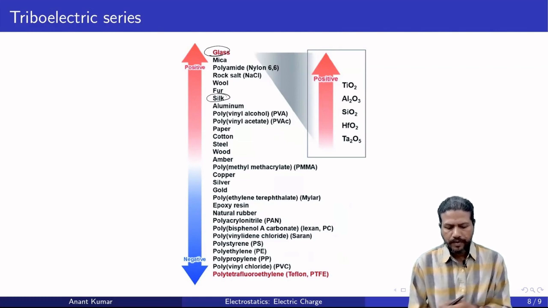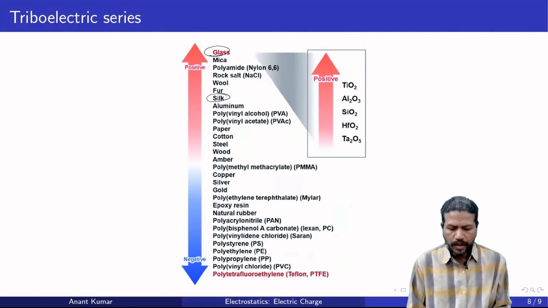On the other hand, there's wool coming over here, and amber is somewhere down below wood. So if I rub amber with wool, for example, we know that wool gets positively charged, so the amber gets negatively charged.